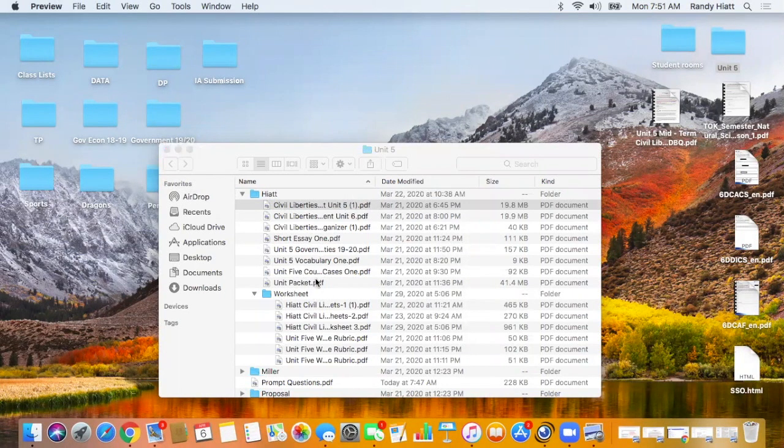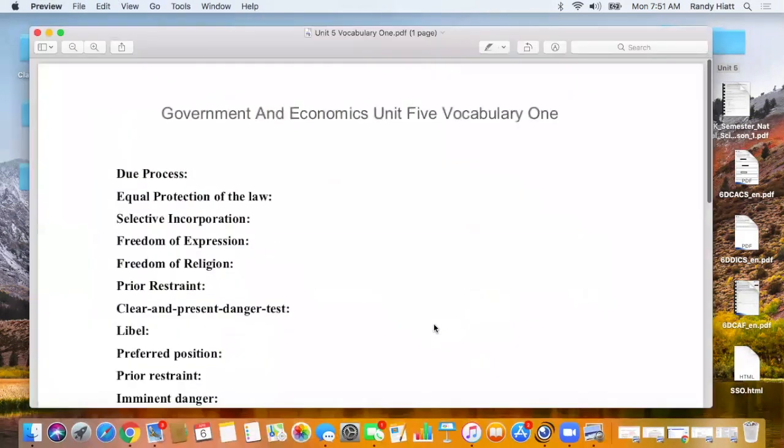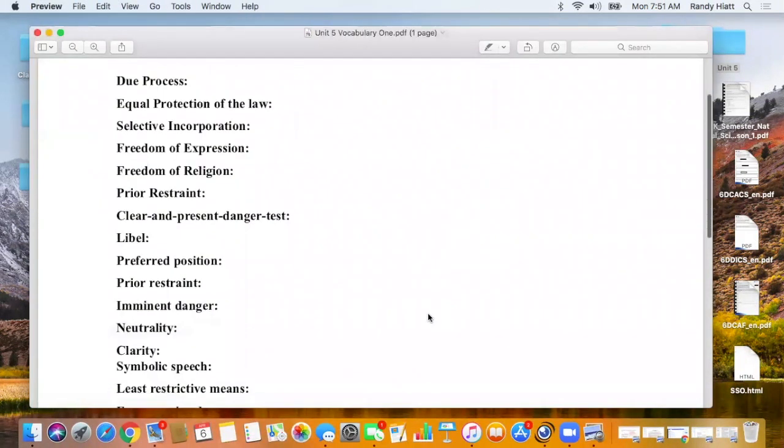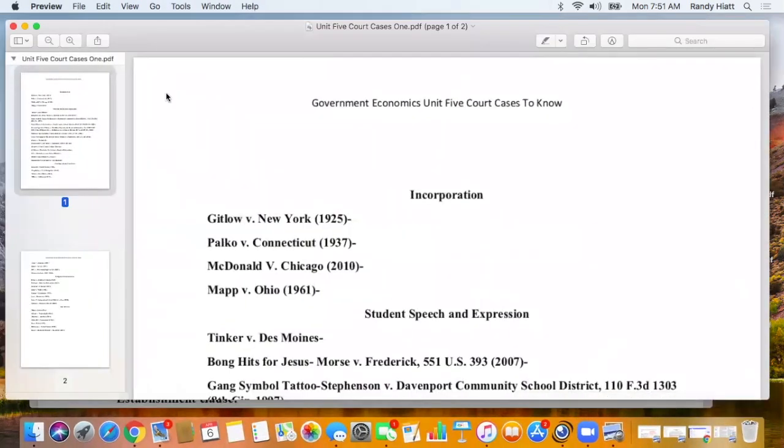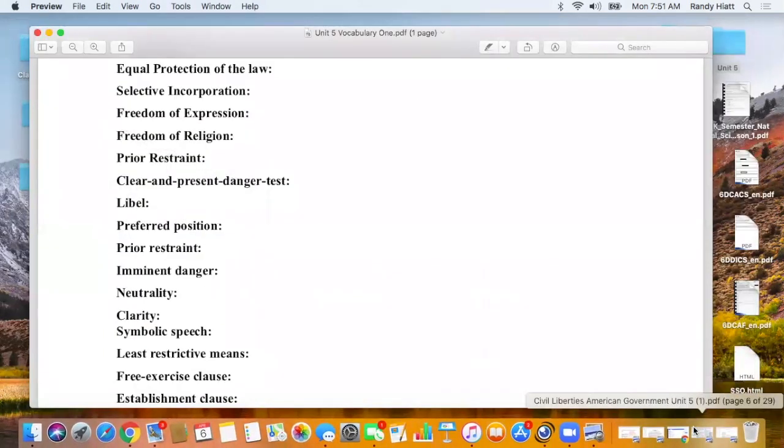And then you had your vocabulary. It looks like this, the Unit 5 vocabulary. And again, all those words can be found inside the chapter.